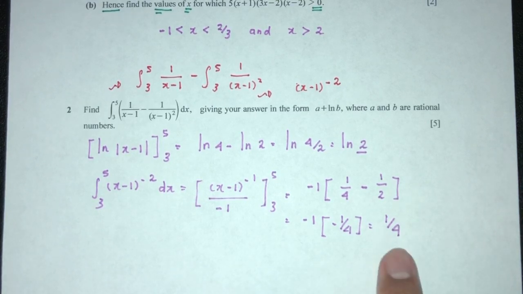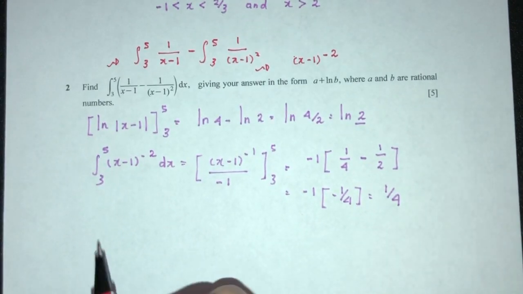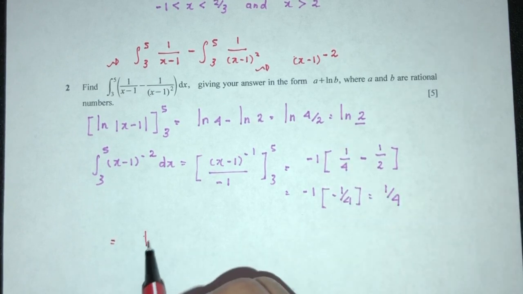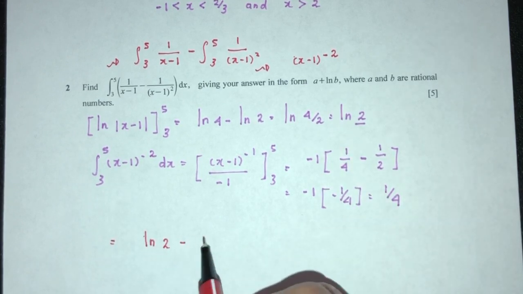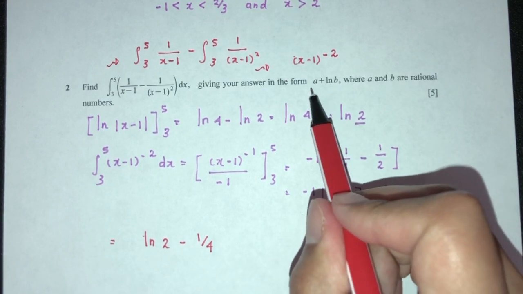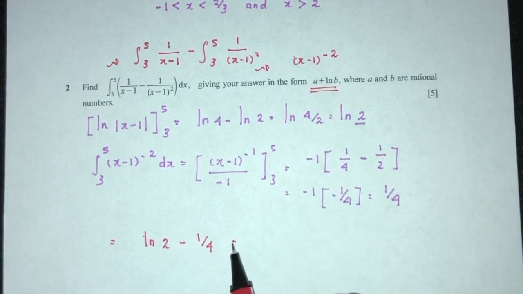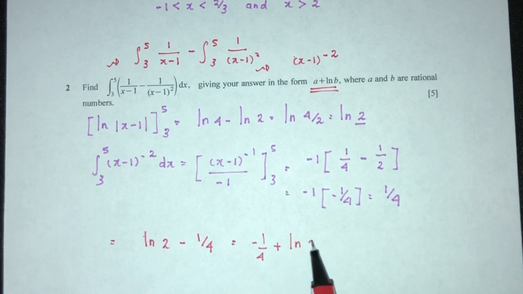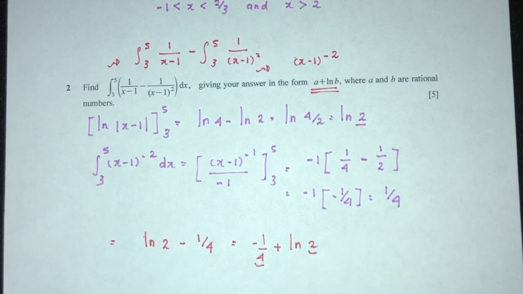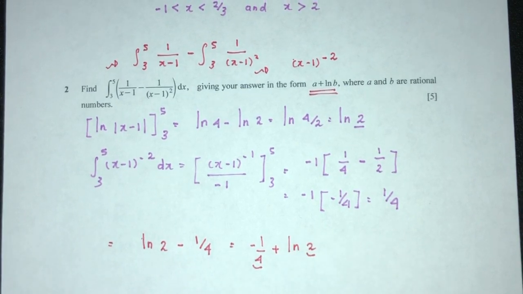Now again, replace everything back in the main equation. So you will have ln of 2 minus 1 over 4. So by looking at this equation, we can rewrite this as minus 1 over 4 plus ln of 2, where these are rational numbers. And that is your question number 2.